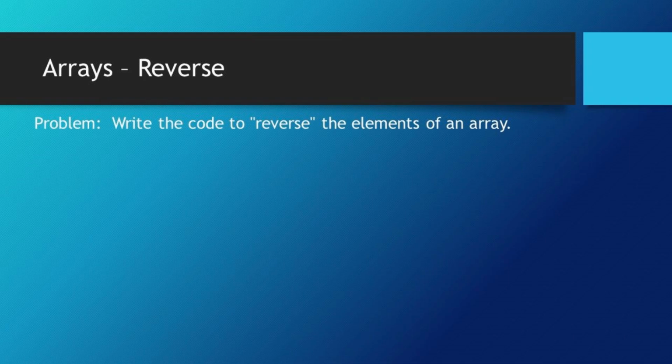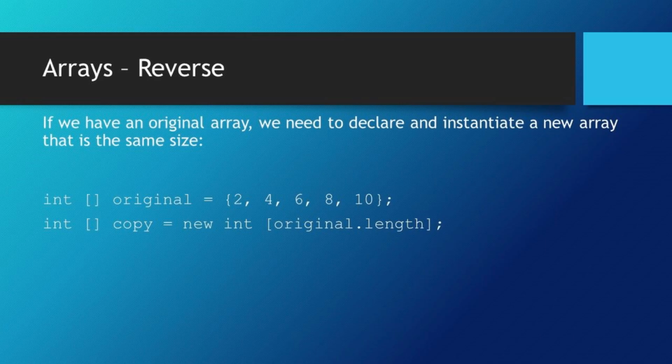For our first approach, we'll make a whole new array and then copy the elements in the reverse order. This example will be similar to the reverse traversal of the array from an earlier video. If we have an original array, we need to declare and instantiate a new array that is the same size. We will begin with an integer array called original, where we have given it an initializer list, so it contains the values 2, 4, 6, 8, and 10. We then create another array of the same size called copy.